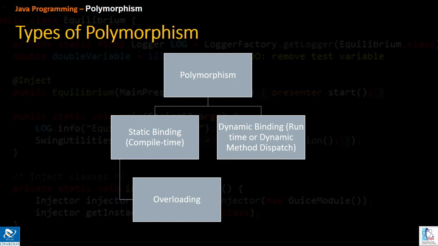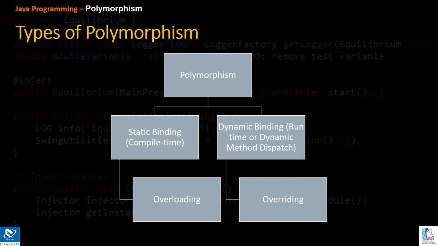Another way to implement polymorphism is dynamic binding, or runtime binding, also known as dynamic method dispatch, right? That can be implemented with the concept of overriding. Okay, so let's see both of the concepts one by one. First I am going to explain method overloading.